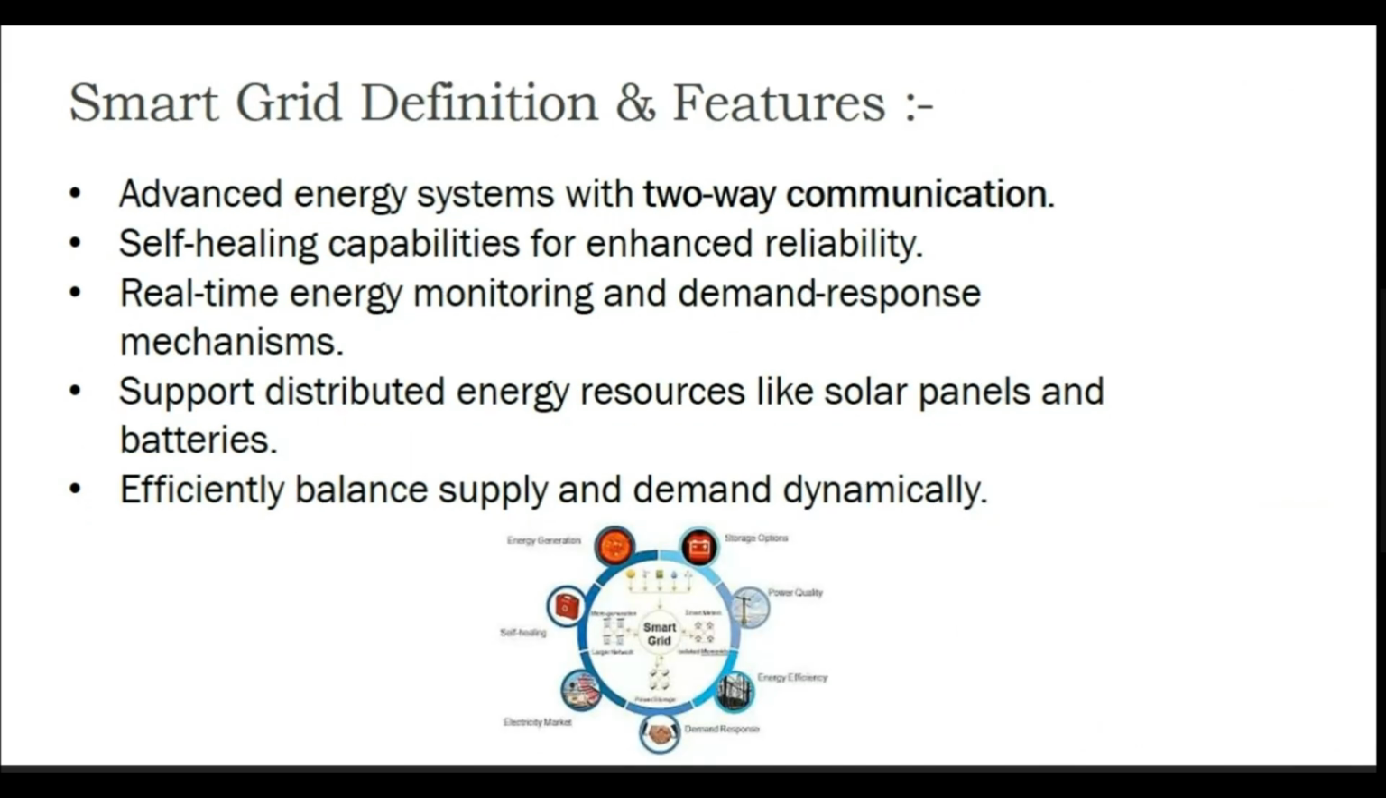Going on to the next step, which is the definitions and the features. Advanced energy systems should have two-way communication. It is not just one-way communication, where it tells the amount of the source available and that it has to be used. It depends on the load also. We should know what the load is, and accordingly the source has to be split between the loads. So it is a two-way communication protocol between the source, the load, and the controlling devices. And it has self-healing capacity for enhanced reliability.